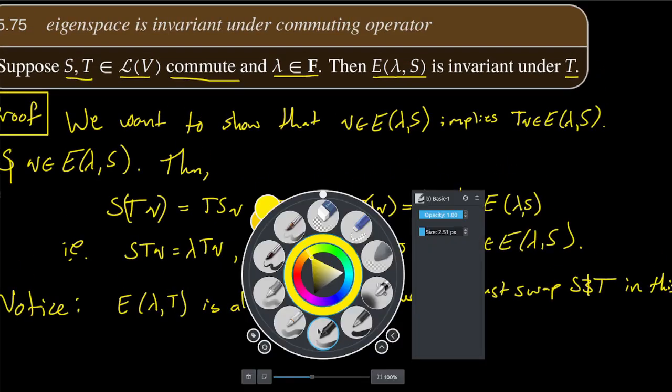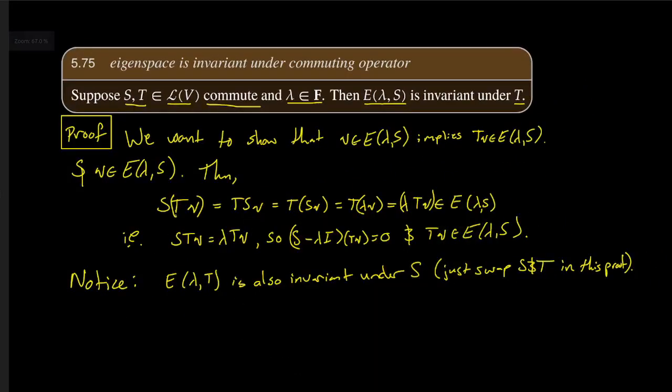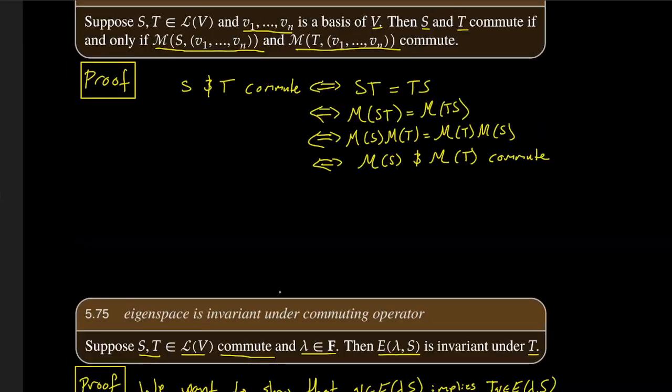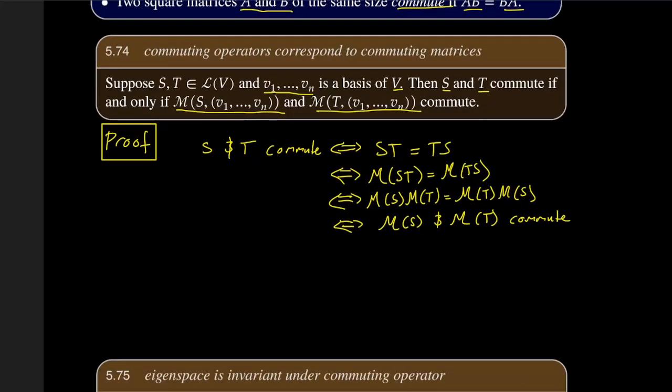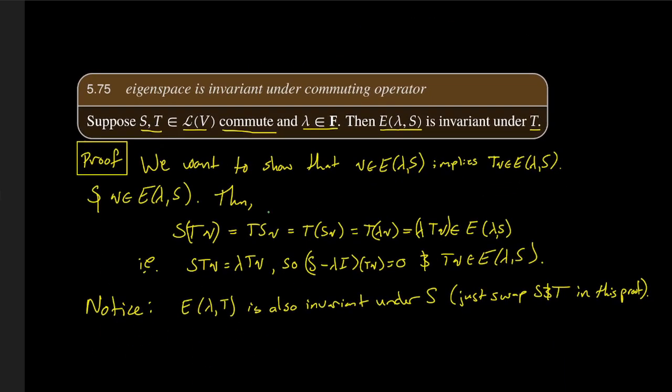Okay, pretty cool. So, we've shown that if you have a pair of commuting operators, that is S and T, such that ST is equal to TS, then their matrices commute with respect to any choice of basis, and their eigenspaces are invariant under each other. Nice. What else can we show? Let's keep it going.